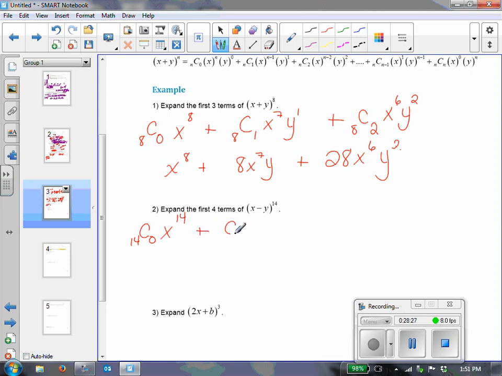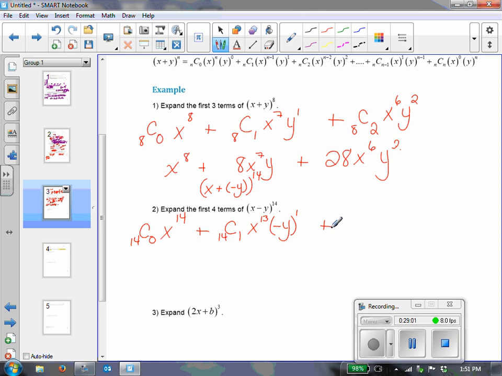So now I've got 14 choose 1, and that's going to be x to the exponent 13. Now, here's the deal, ladies and gentlemen. We have a subtract sign, so that's a negative y. That's like saying x plus negative y. Everybody okay with that? Perfect. So negative y, to the exponent 1.